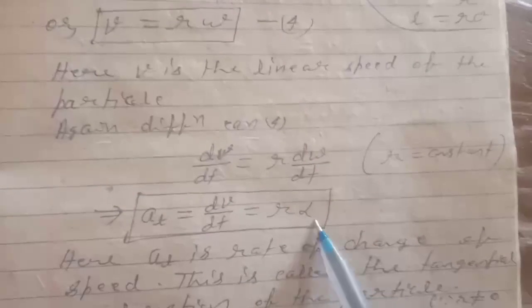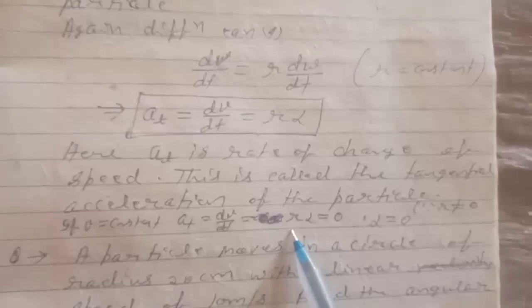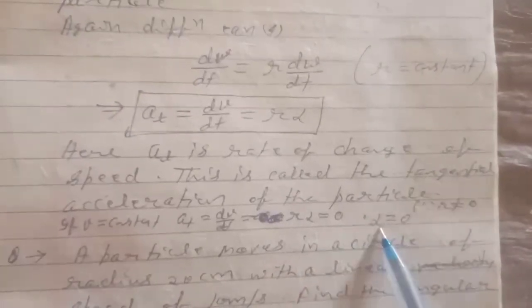Again, differentiating equation 4, dv by dt equals r into d omega by dt, if r is constant. This implies at equals dv by dt equals r alpha, since d omega by dt equals alpha. Here at is the rate of change of speed. This is called the tangential acceleration of the particle. If v is constant, at equals dv by dt equals r alpha equals 0, and since r is not equal to 0, alpha equals 0, that is, the angular acceleration will be 0 if speed is constant.